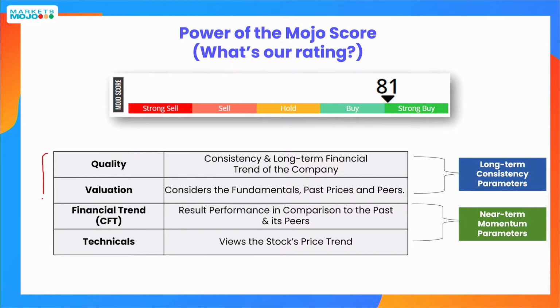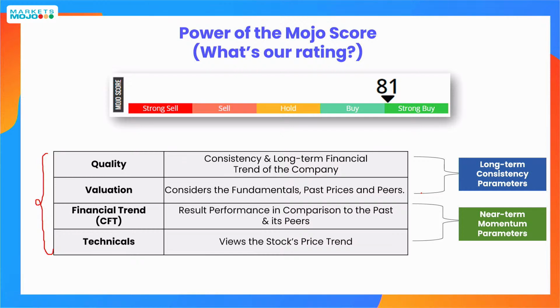I won't spend much time over here. Most of you will actually know about this. But just to brief, quality and valuation look at the long term of the company, the long-term consistency parameters. Quality looks at how much the company has grown over the long term in terms of its financials. Valuation considers the current price of the company, the past price, and also looks at its peers.